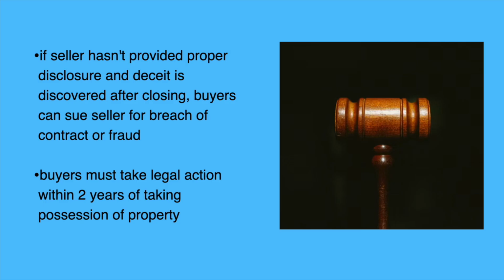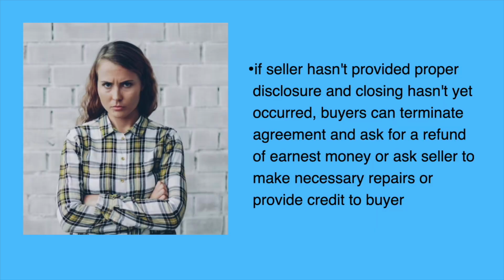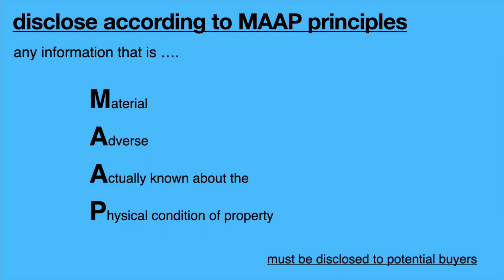If a seller hasn't provided proper disclosure and deceit is discovered after closing, buyers can sue the seller for breach of contract or fraud. Buyers must take legal action within 2 years of taking possession of the property. If a seller hasn't provided proper disclosure and closing hasn't yet occurred, buyers can terminate the agreement and ask for a refund of their earnest money, or ask the seller to make necessary repairs or provide credit to the buyer.